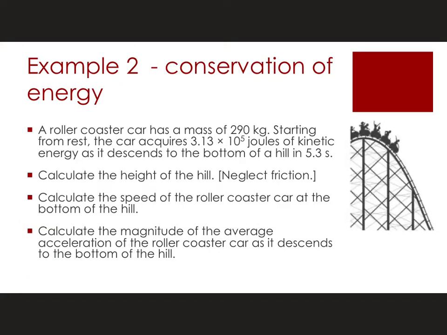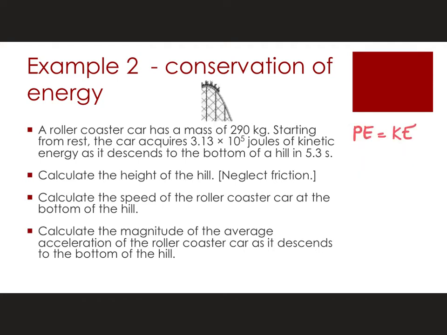Okay, so let's use a question with conservation of energy, and for now, we're going to neglect friction. We have a roller coaster with a mass of 290 kilograms. It's going to start from rest here at the top, and it will acquire 3.13 times 10 to the 5 joules of kinetic energy as it gets down to the bottom in 5.3 seconds. So we can assume that at the beginning all it had was potential energy and it wasn't moving, and we converted all of that potential energy into kinetic.